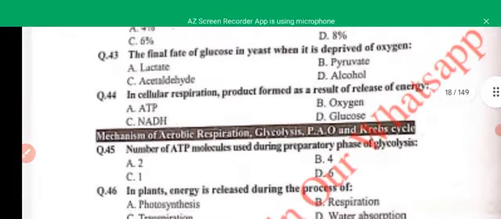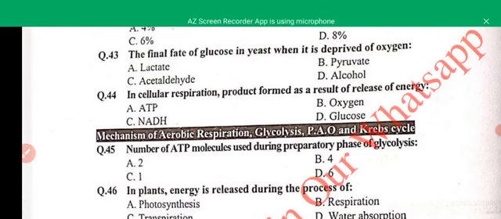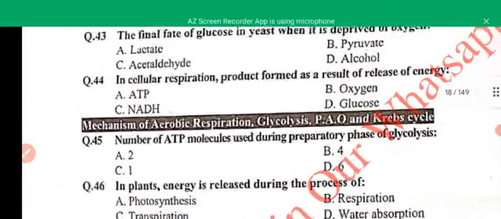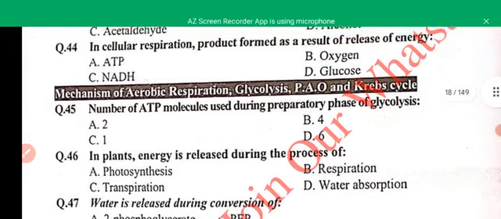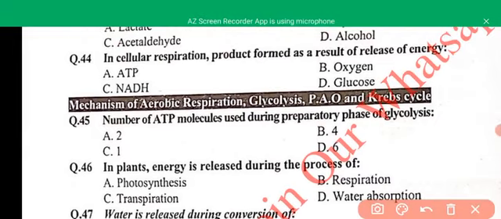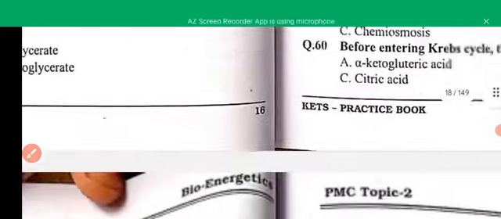43. D. Good. Number of ATP molecules used during the preparatory phase. We know it is all clear that 2 molecules of ATP are used for the preparatory phase. It is a very easy MCQ.